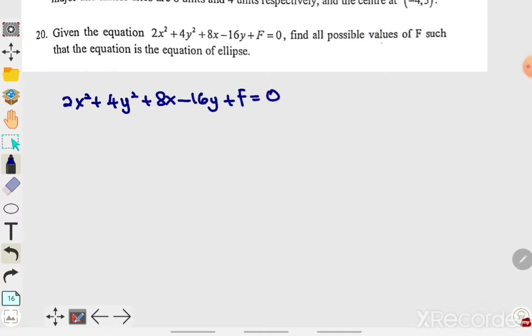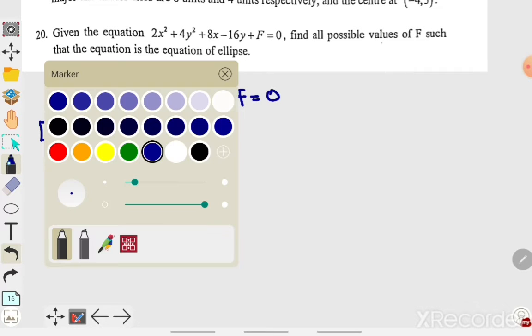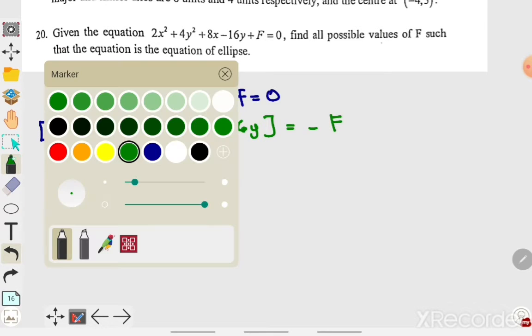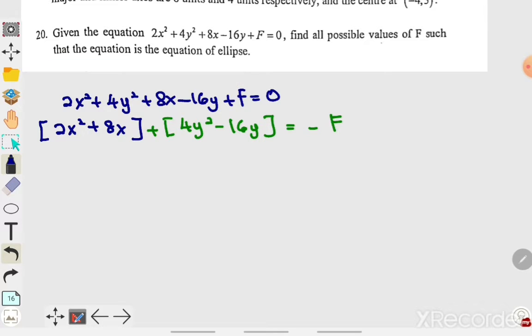When this happens, you have to do completing the square, where we arrange all the x terms. So we have 2x squared plus 8x. These are for x. And do the same way for the y case. So plus 4y squared minus 16y. And we move the terms without x and y to the other side, so we have minus f. Next, how to do completing the square? The first term must be multiplied by 1. So now you have it multiplied by 2, so I put down the factorized 2 here.